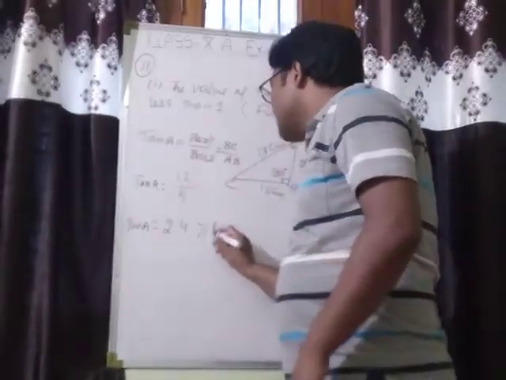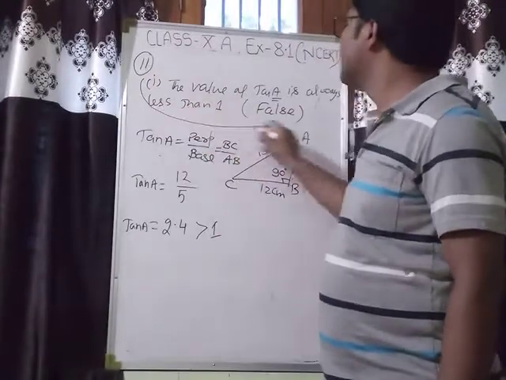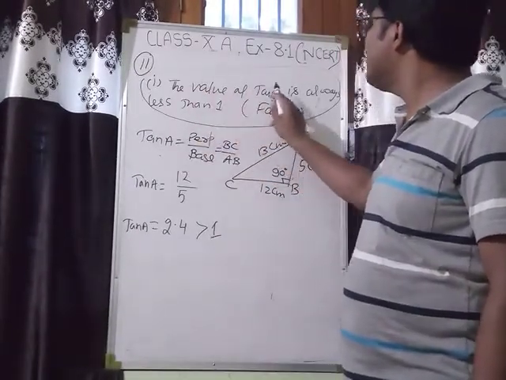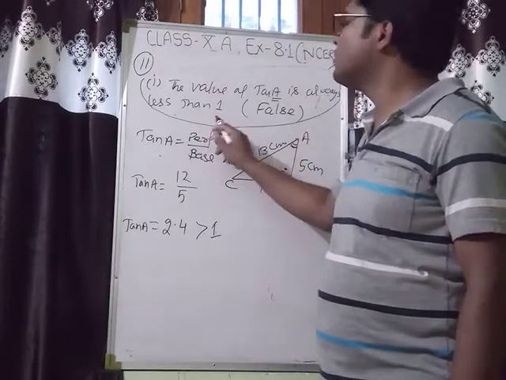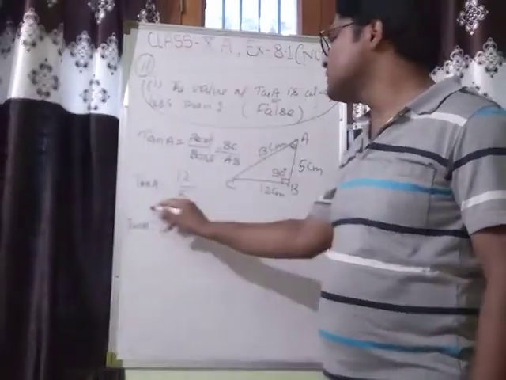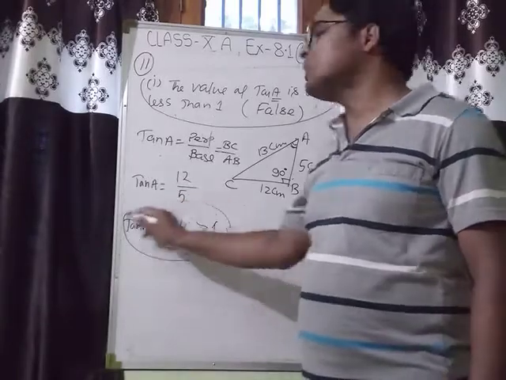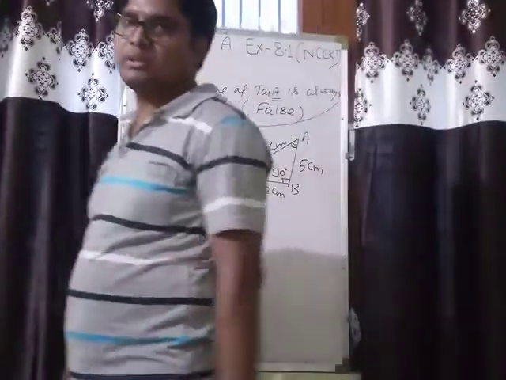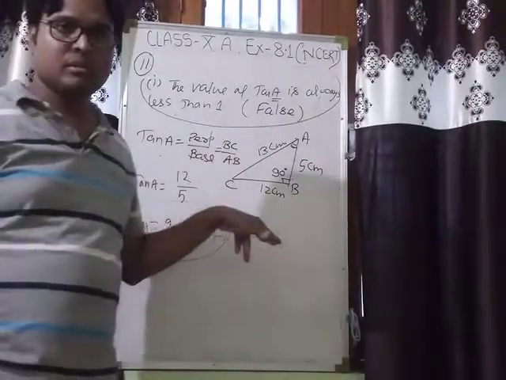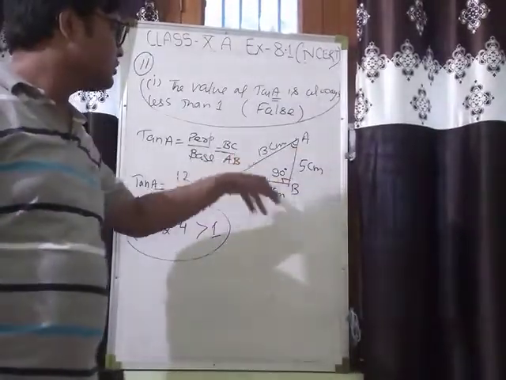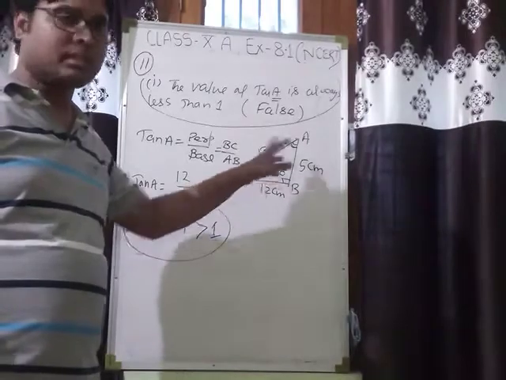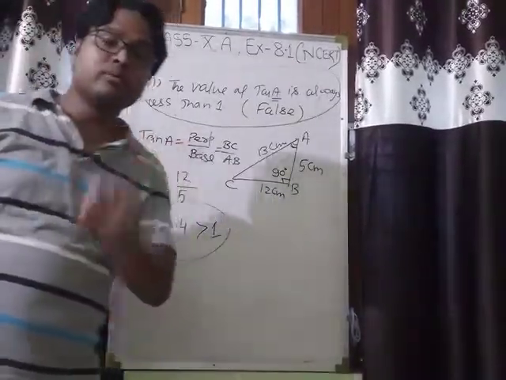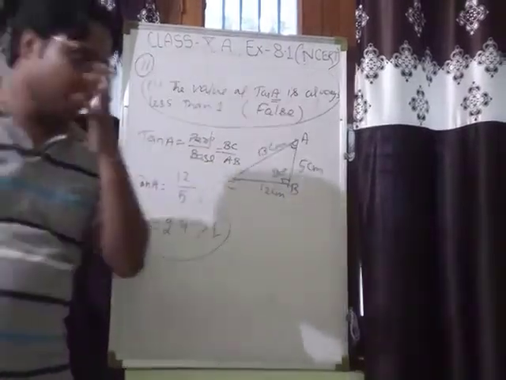That is more than 1. Now compare with this statement: the value of tan A is always less than 1. But in this situation you can see the value of tan A is more than 1. Clearly this statement is false. So that is the verification. You can make this figure, write down the length of the sides, and the value of tan A is 2.4, which is more than 1.